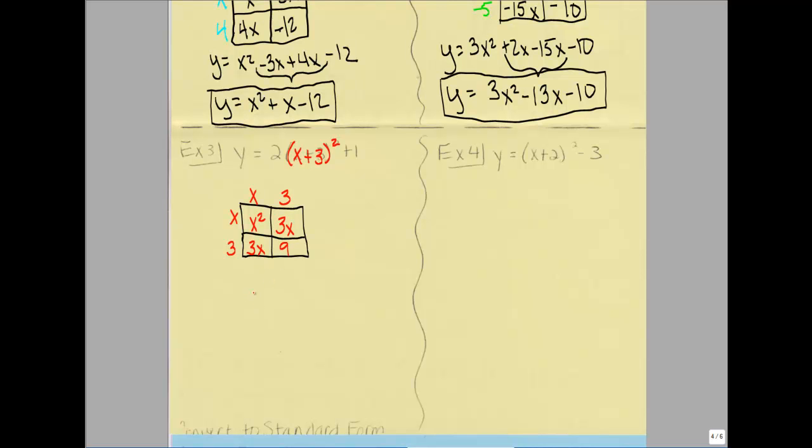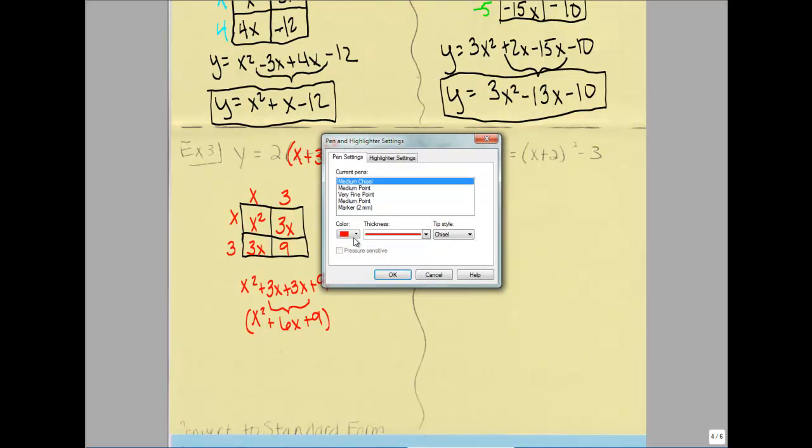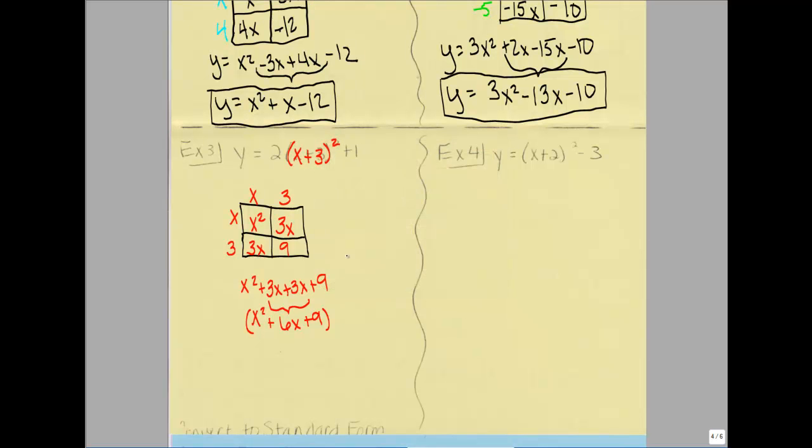Then we add all that together. x squared plus 3x plus 3x plus 9. Combine like terms. x squared plus 6x plus 9. So now this is just taking the place of the red from up here. So we're going to write in the rest of that. So we still have the y, the 2, and then the plus 1. So we've got to put it on this one. The y, the 2, and the plus 1.